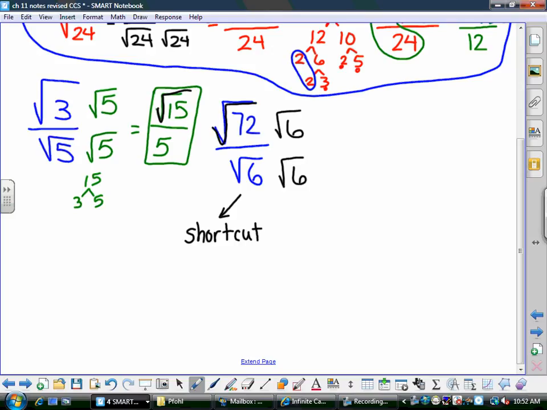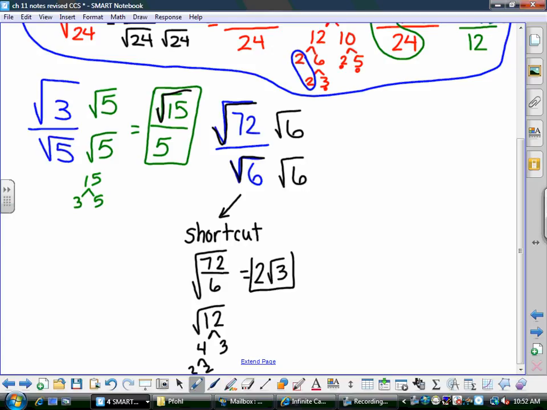Both of these are in square roots. And so since they both are in square roots, we can just divide them out and do 72 divided by 6. So 72 divided by 6 is 12. So this whole thing really just equals the square root of 12. And then I have to break down the 12 and get an answer. So we're going to end up with 2 square root of 3. Now that's the shortcut, by dividing the numbers first before you start rationalizing the denominator.